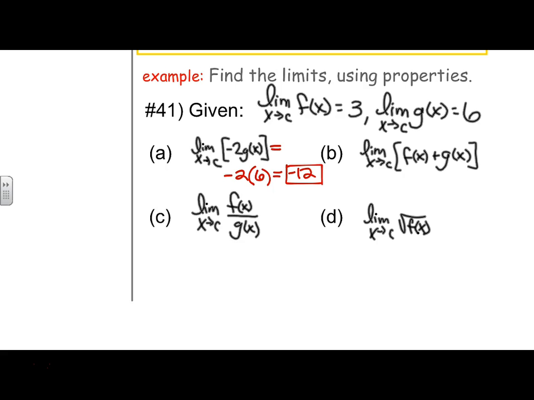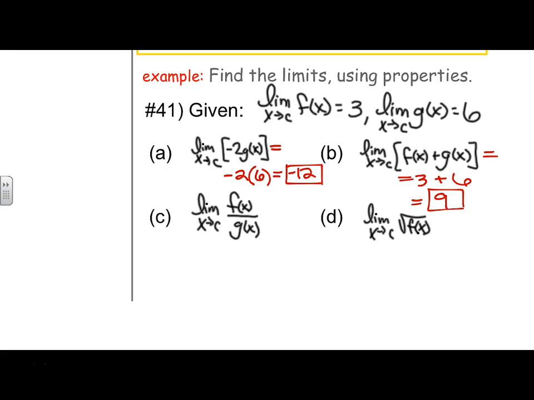So what do you guys think I'm going to do for letter B? Yeah, plug and chug. So the limit is going to equal, if I have f plus g, I can say the limit of f plus the limit of g according to properties. So what can I say the limit is? 9, because it's 3 plus 6. The limit of f plus the limit of g.